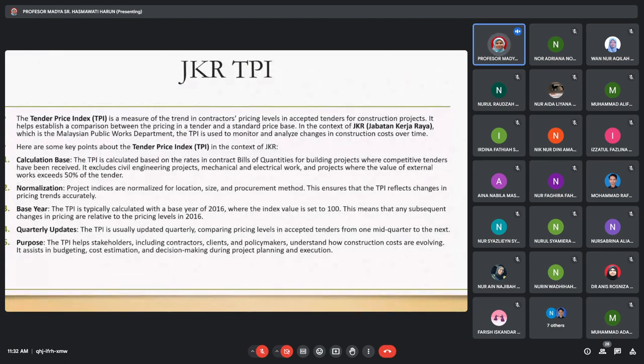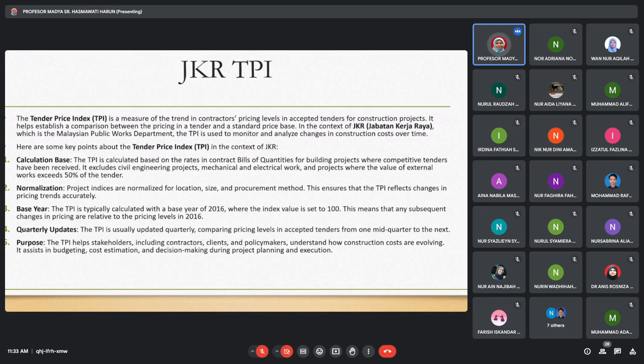Apa yang dibuat adalah untuk menghasilkan index, ia is calculated based on rates in the bills of quantity for projects where competitive tender has been received. So dia orang pilih dahulu projek yang ada competitive tender, exclude engineering, mechanical dan sebagainya where works value exceed 50% of the tender. Kalau lah MNE lebih daripada 50%, kita tak masukkan sebagai kita punya sampel. So kita ambil lebih kurang 100 atau 200 sampel of BQ yang ada rates mengenai dengan projek, kategori projek, etc, etc.